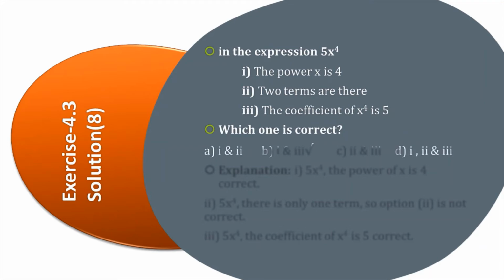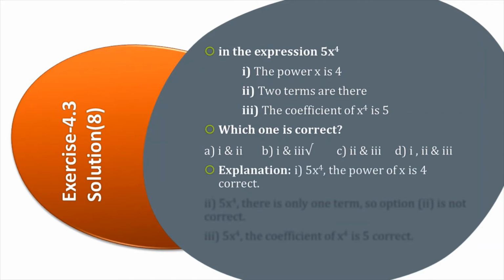So these are the options, my dear, and as you can see, the tick mark is on B, 1 and 3, which is the correct answer. Let us see the explanation. Why 1 and 3? Why not 2? The explanation is, first one, 5x to the power 4. The power of x is 4. As you can see, x to the power 4, that is correct.